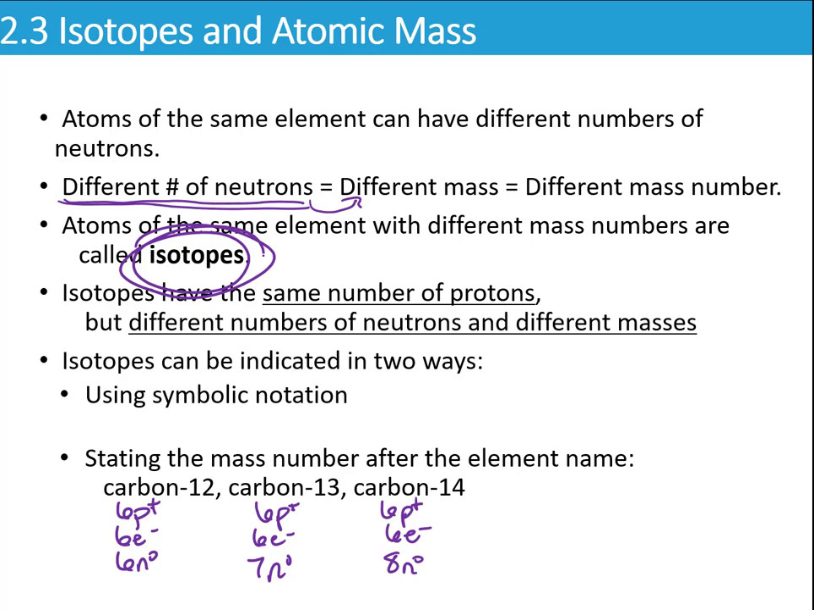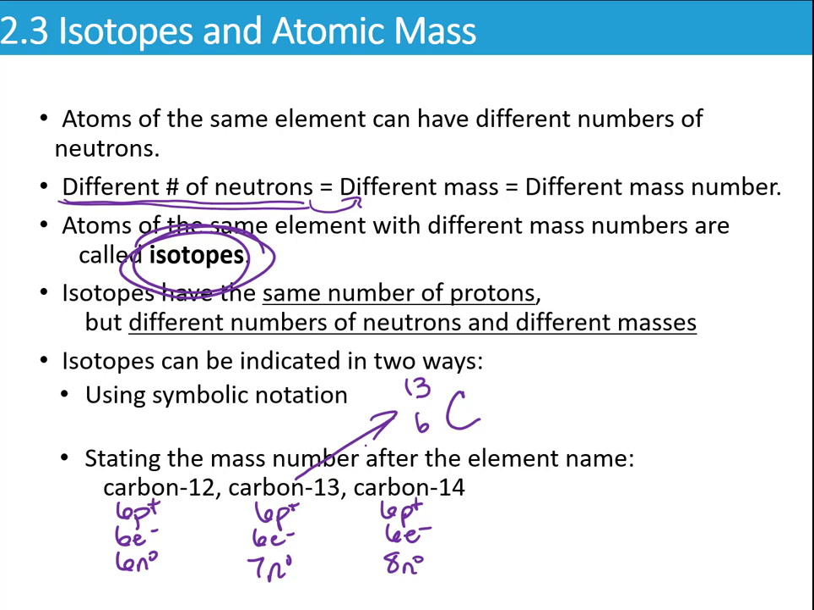Now, what if I was going to write carbon 13 in symbolic notation? What would I put for the letter? What's its symbol? C. What am I going to put above, in front? 13. And what would I put below? 6. So do you see that that's the same thing, just a different way of writing it? They call that the symbolic notation.